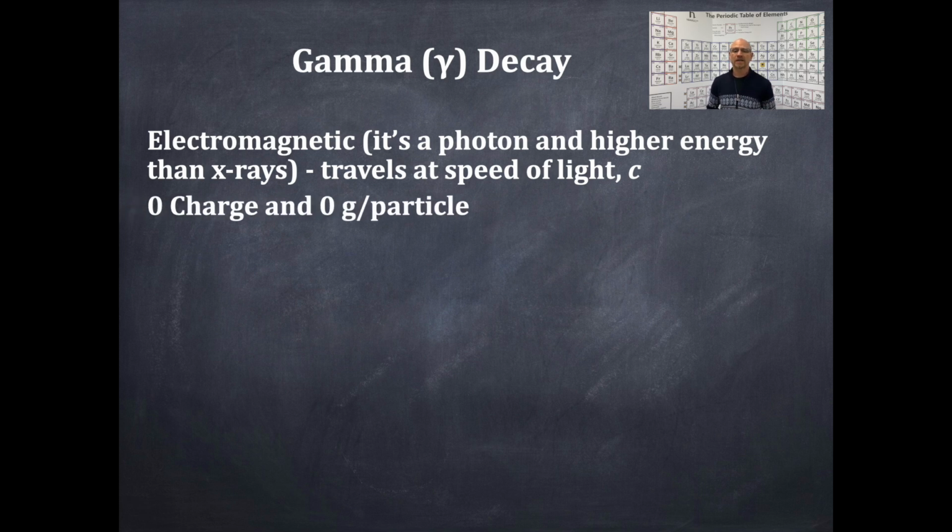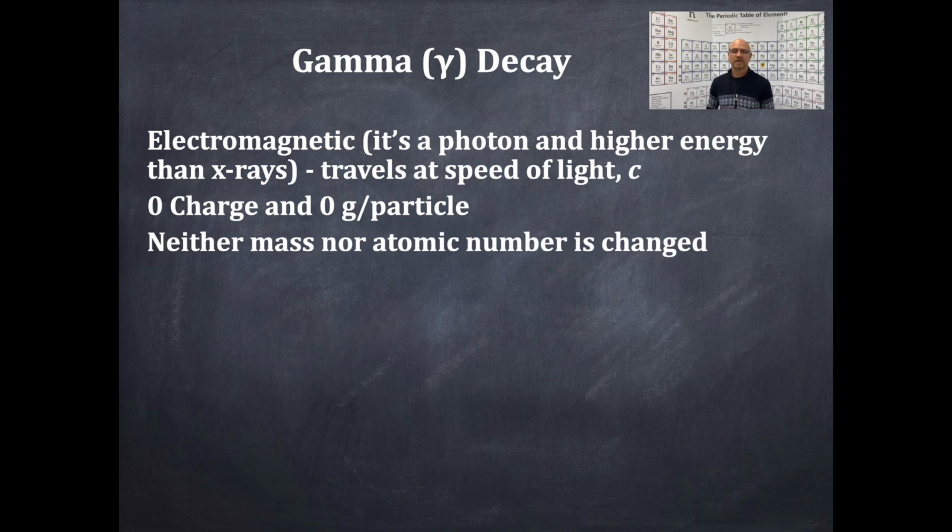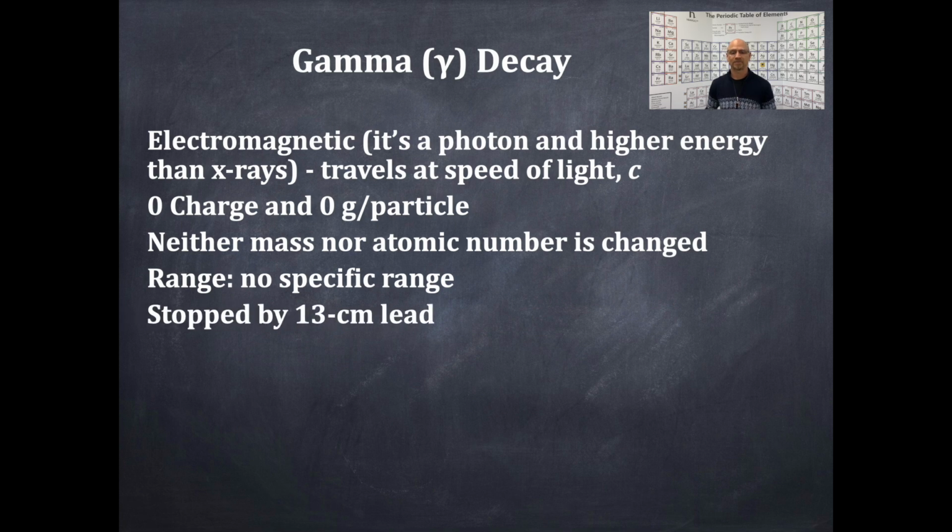Okay, it has no mass per particle and no charge per particle. So neither the mass nor the atomic number is changed in this process. There's no specific range. That means that these gamma particles travel great distances. So it's like me on an invisible carpet, and you're going to push me with the same kinetic energy that you pushed me with in my F250 pickup truck, as well as on my scooter, and I am just going to go flying. Why? Because I have no mass, I have no charge. I'm going to go through just about anything.